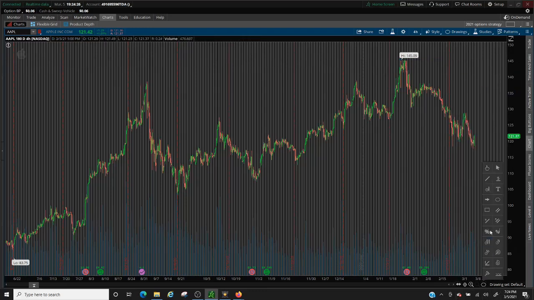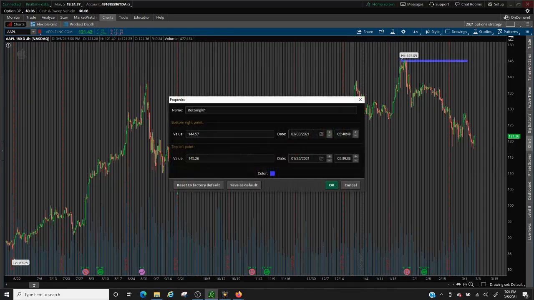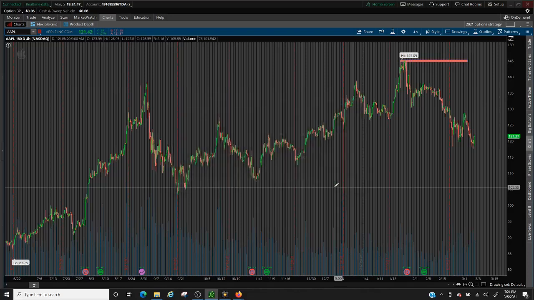I'm going to go down here to my tools and click on the rectangle. Okay, and now I want to drag it out. I want to include all of that. Let me change the color of that, and I'm gonna make all the support and resistance the same color. Let's make the resistance red, and then the supports are gonna be green.